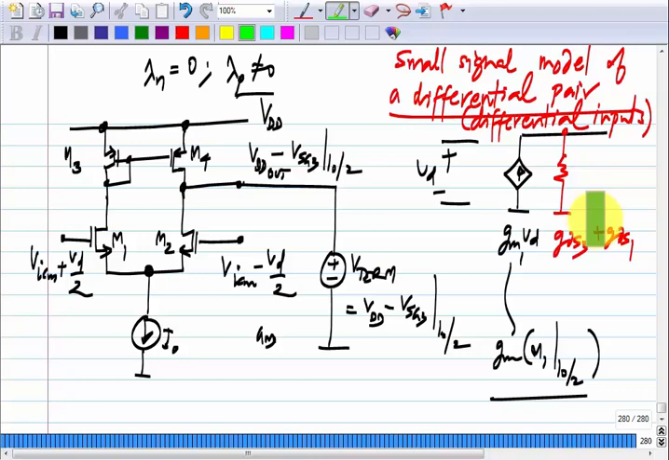Any questions about this? So, again you please derive this for yourselves, and when you see a differential pair, in most cases, if it has differential inputs like this, you should be able to use this model. Okay. Any questions here? Okay. So, this is the model that we use most often for the differential pair by itself.